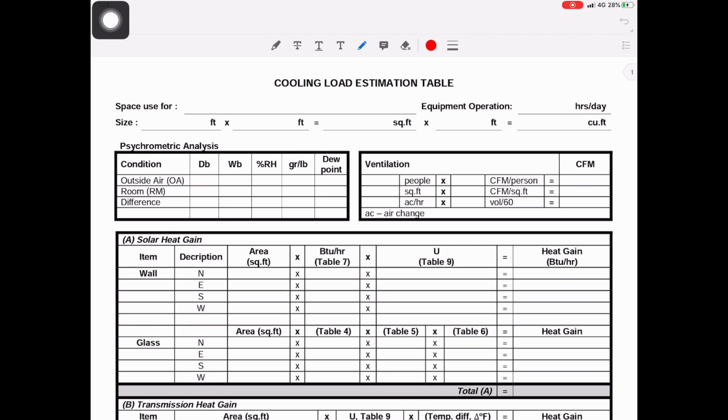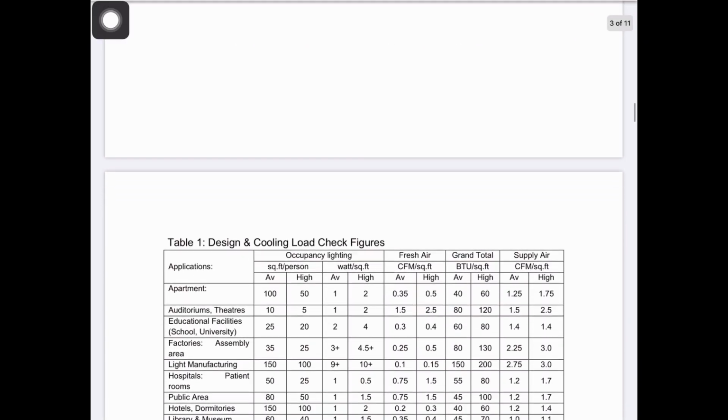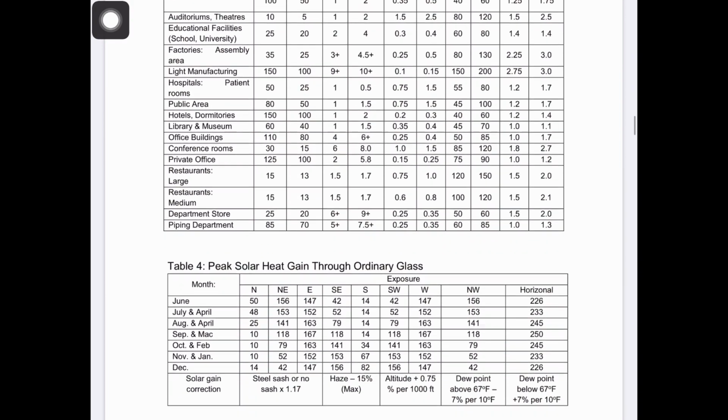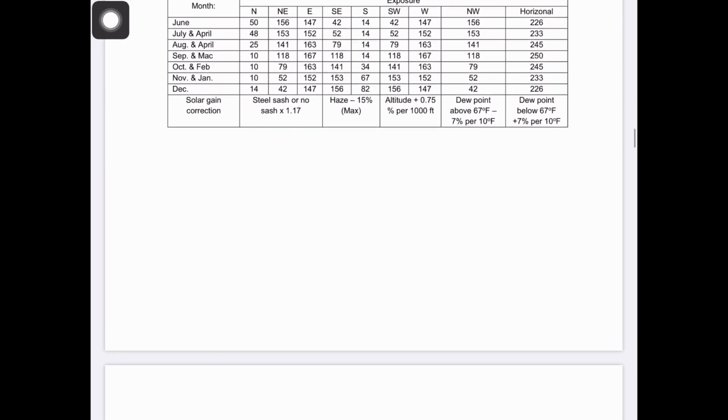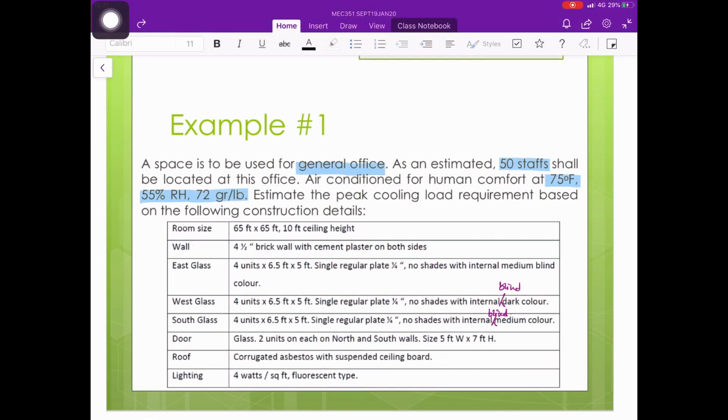Today we are going to continue with our discussion on the cooling load estimation analysis. This is the cooling load estimation table, and this will be the Appendix 1 heat load reference tables. I hope that you are already familiarized with these two tools that we are going to use during our analysis on the cooling load estimation. Now let's have a look at the example for the cooling load estimation.